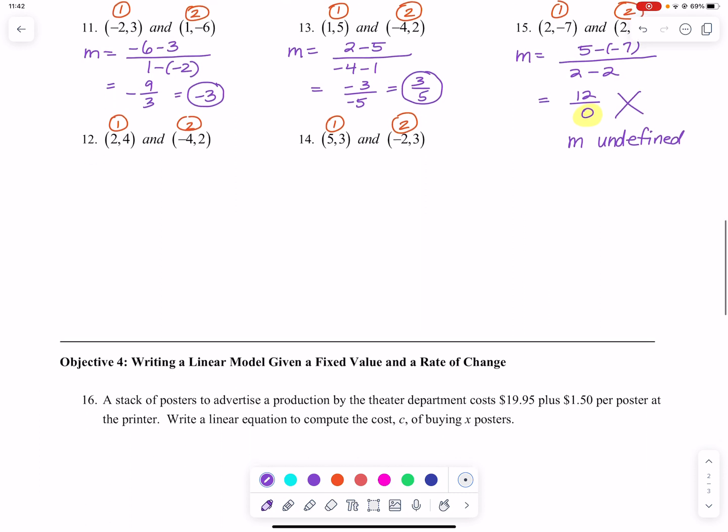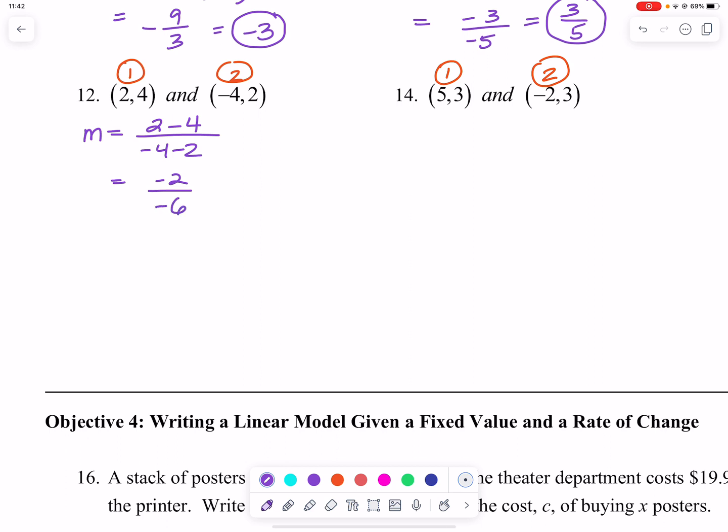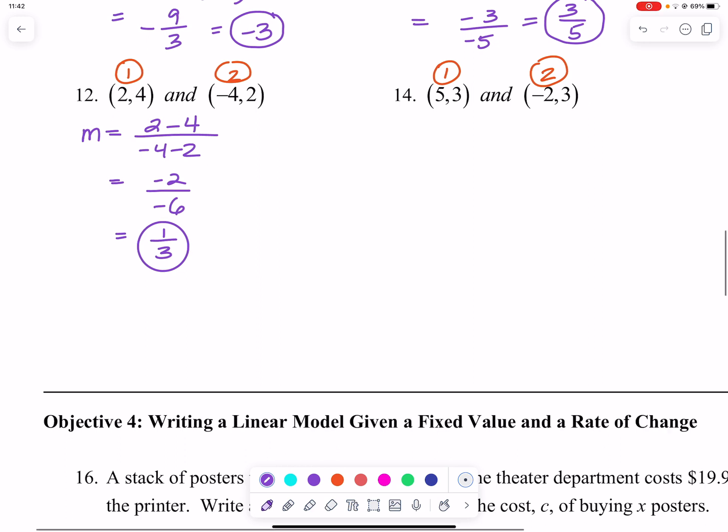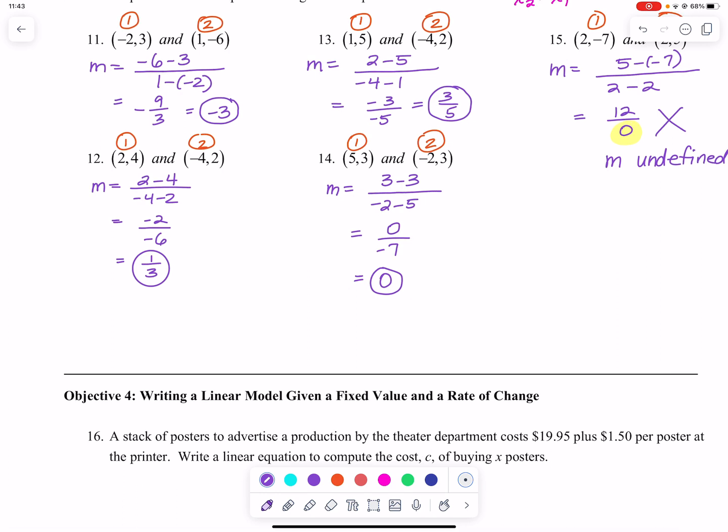Let's go ahead and try number 12. We have the slope equals 2 minus 4 over negative 4 minus 2, and that's a negative 2 over negative 6, and that's a slope of 1/3. Looking at number 14, if we subtract our y values, what do you see? We end up with 0 in the numerator, and 0 divided by anything is 0. So that slope is just equal to 0.